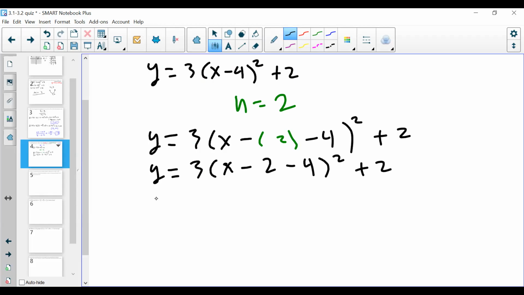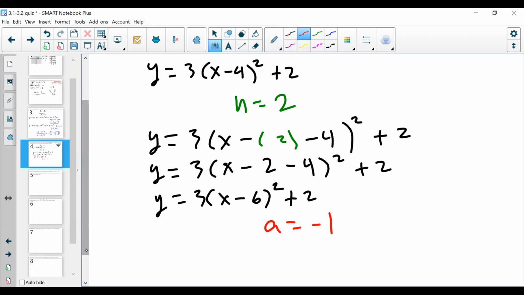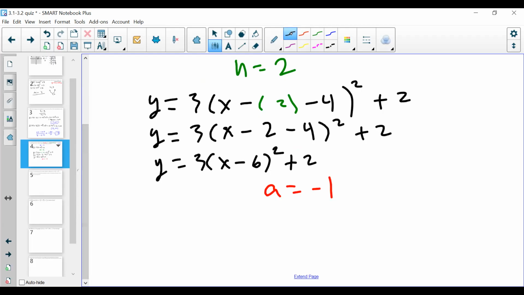All right. So what you should get is 3 times x minus 6 squared plus 2. Then you have the a of negative 1 because you're reflecting it vertically. So what you end up getting is y is negative 3 times x minus 6 squared minus 2. There we go. That should be the right answer.